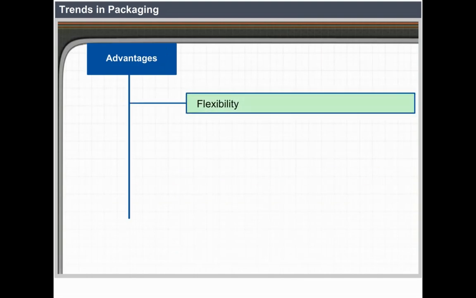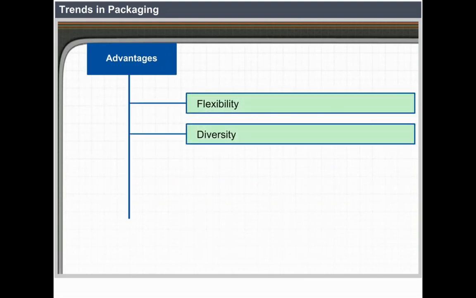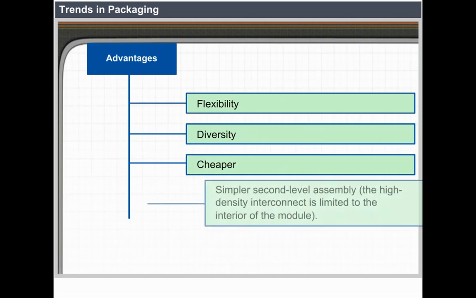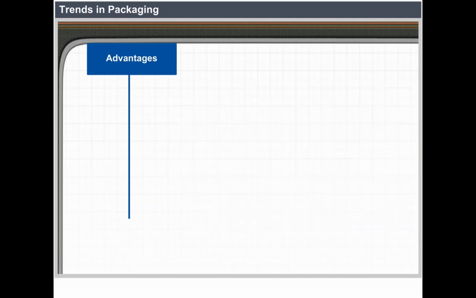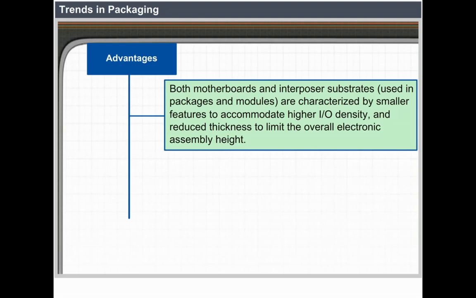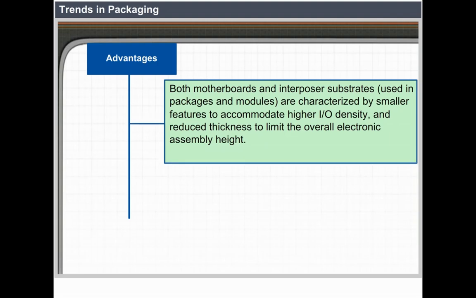Advantages: flexibility, diversity, cheaper, simpler second-level assembly. The high-density interconnect is limited to the interior of the module. Both motherboards and interposer substrates used in packages and modules are characterized by smaller features to accommodate higher input-output density and reduce thickness to limit the overall electronic assembly height.